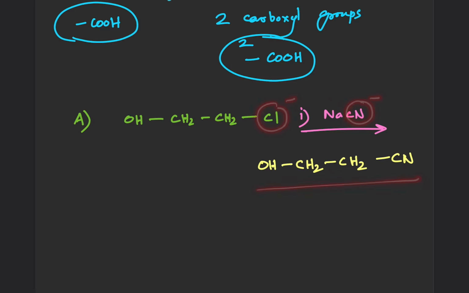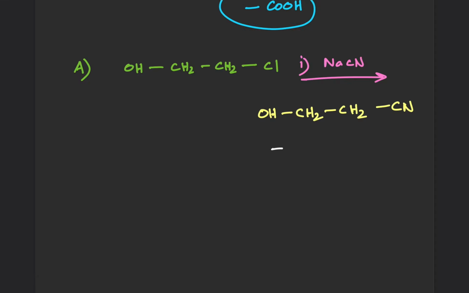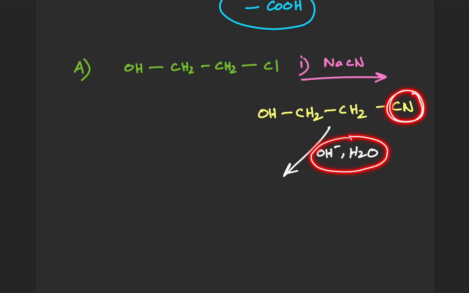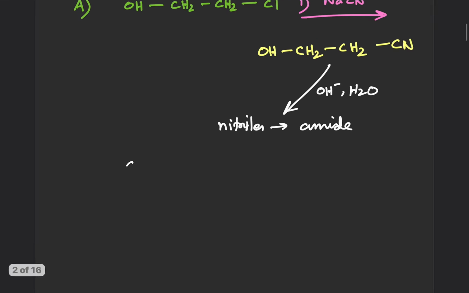Okay, cool. Then after we got this product, we react it with OH minus and H2O. So that is basic hydrolysis in the presence of a base. Okay, and this is a nitrile group. Can you see? So nitriles undergo hydrolysis to amide. Whenever we do basic hydrolysis, nitriles will change into amide. So therefore we'll be getting OH, CH2, CH2, C double bond O, NH2.